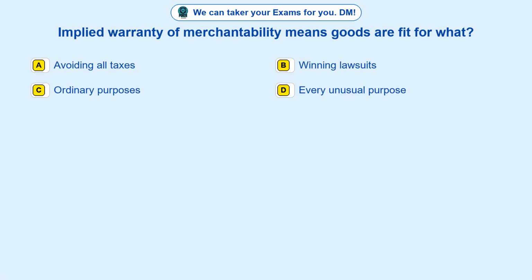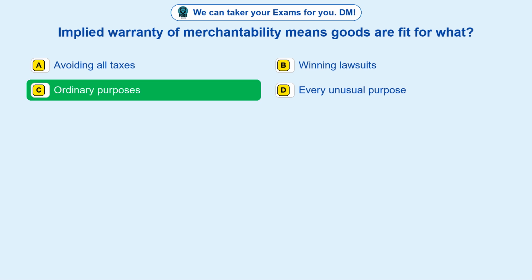Question 79. Implied warranty of merchantability means goods are fit for what? Option A. Avoiding all taxes. Option B. Winning lawsuits. Option C. Ordinary purposes. Option D. Every unusual purpose. The correct answer is option C. Ordinary purposes.